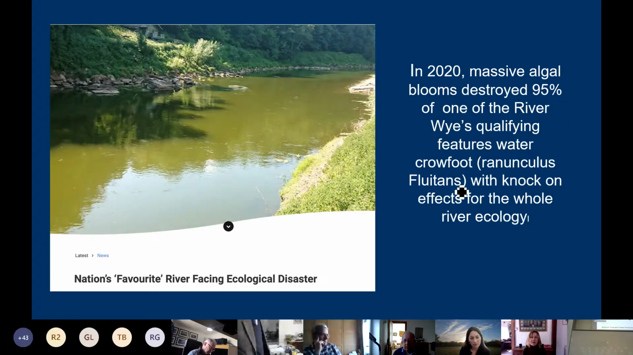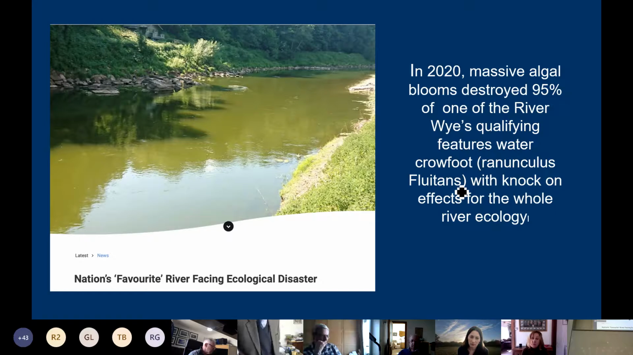Yes, and then this happened in Herefordshire. Next slide, please. This is what happened in 2020. There were massive algal blooms along the length of the River Wye in Herefordshire, and these destroyed 95% of the water crowfoot. Water crowfoot is one of the reasons that the River Wye is designated an SAC. It's an aquatic plant that in turn provides habitat and food and spawning grounds for several other species, including other qualifying species. And so there were huge knock-on effects for the whole river ecology. It was described as an ecological catastrophe.